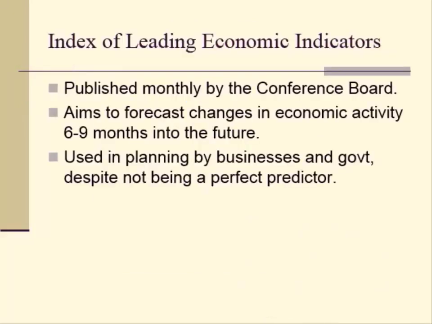Economists often need to develop forecasts of where the economy is heading in the future. One approach is to consider so-called leading indicators. That is, the economic variables that typically fluctuate in advance of overall economic activity. The index of leading indicators in the US is published monthly by the Conference Board. It aims to forecast changes in economic activity 6 to 9 months into the future, and is used in planning by businesses and government despite not being a perfect predictor.